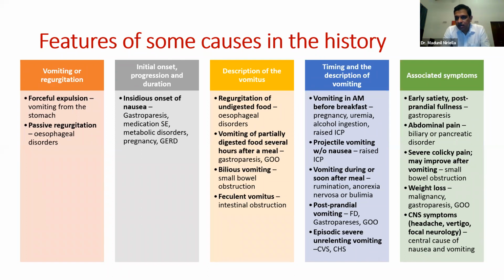Severe colicky pain that may improve after vomiting may indicate small bowel obstruction. Weight loss is suggestive of malignancy, gastroparesis, or gastric outlet obstruction. And carefully look for CNS symptoms such as headache, vertigo, and focal neurology as a central cause of nausea and vomiting.